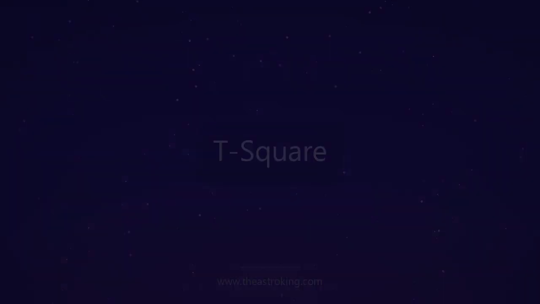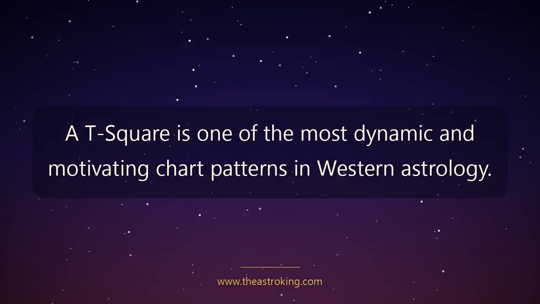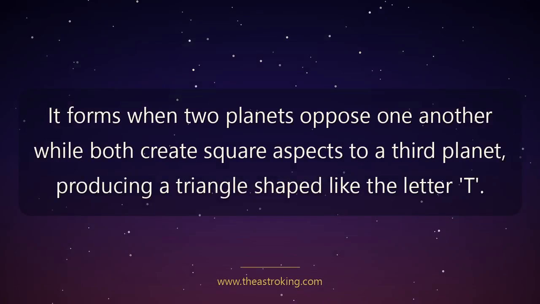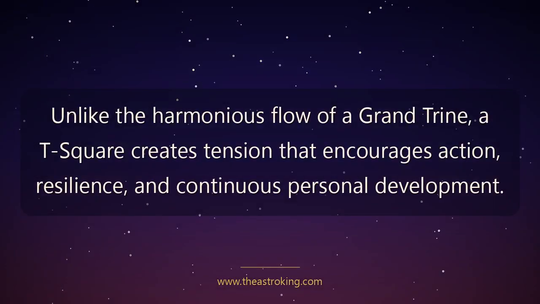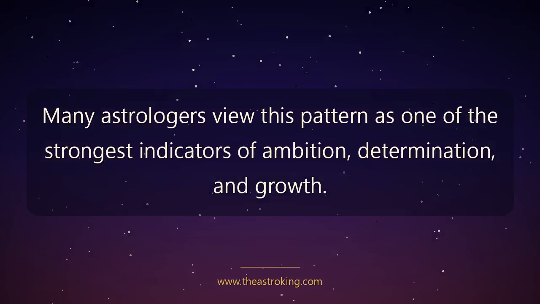T-square. A T-square is one of the most dynamic and motivating chart patterns in Western astrology. It forms when two planets oppose one another while both create square aspects to a third planet, producing a triangle shaped like the letter T. Unlike the harmonious flow of a grand trine, a T-square creates tension that encourages action, resilience, and continuous personal development. Many astrologers view this pattern as one of the strongest indicators of ambition, determination, and growth.